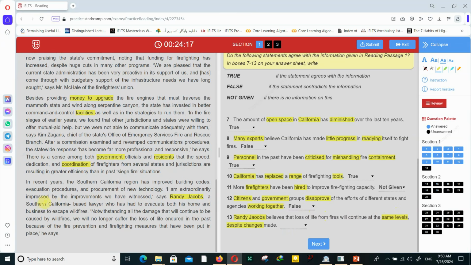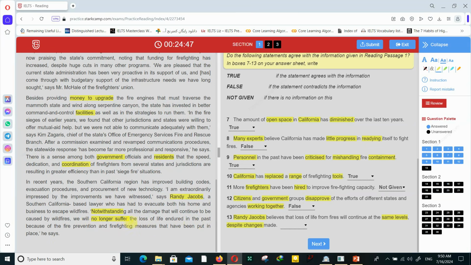A Southern California-based lawyer who has had to evacuate both his home and his business to escape wildfire. Notwithstanding all the damage that will continue to be caused by wildfires, we will no longer suffer the loss of life endured in the past because of the fire prevention and firefighting measures that have been put in place.